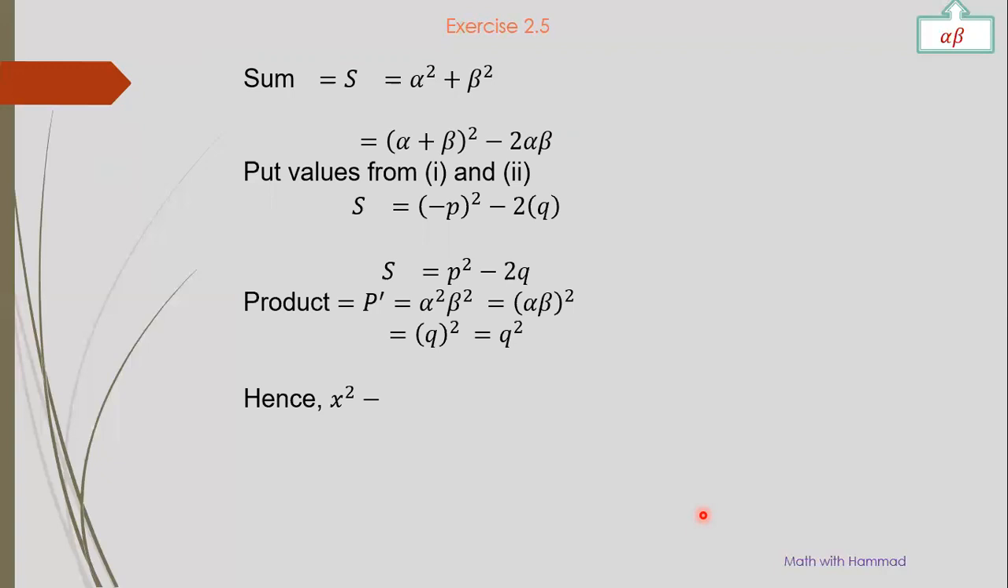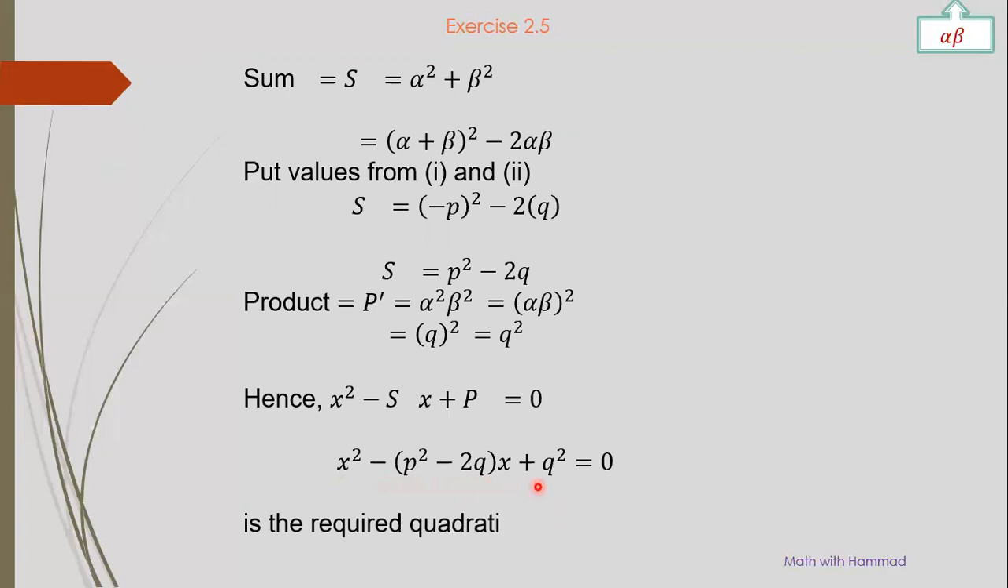Now x square minus sx plus p is equal to 0. Replace s by p square minus 2q and p by q square. We have the final answer: x square minus p square minus 2q into x plus q square is equal to 0, which is our required quadratic equation.